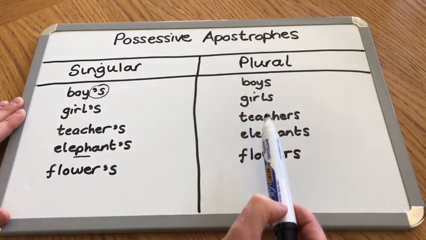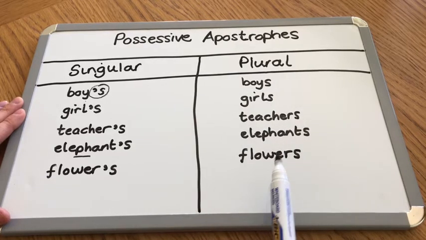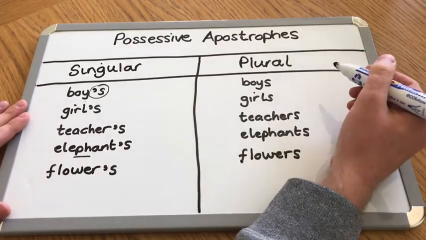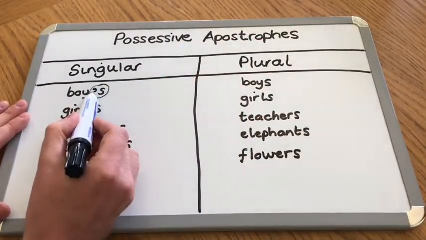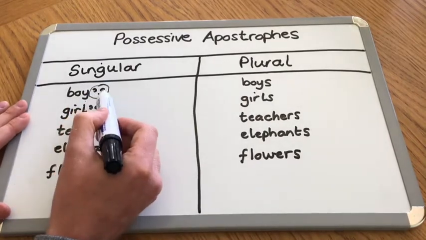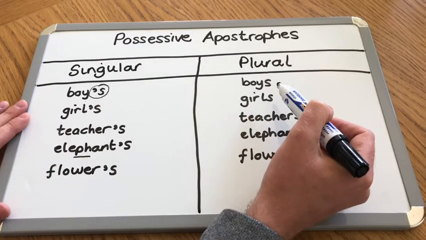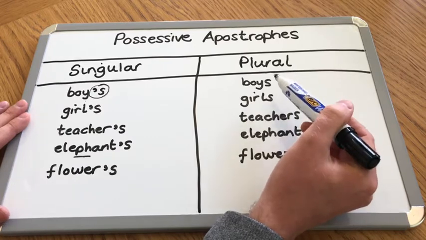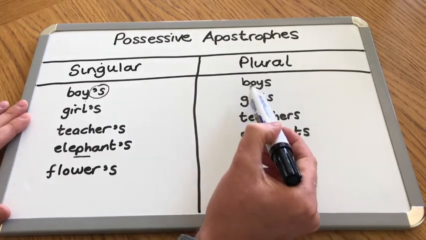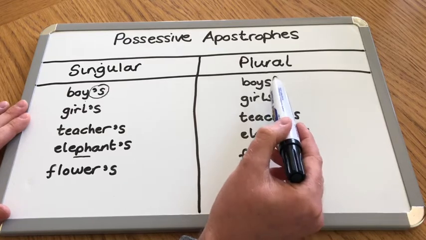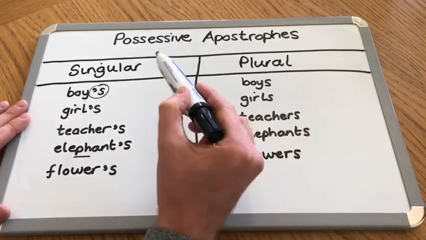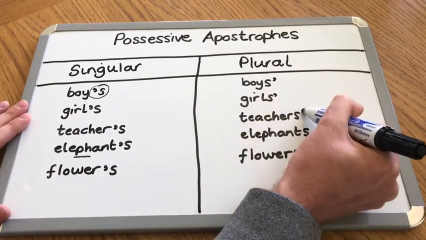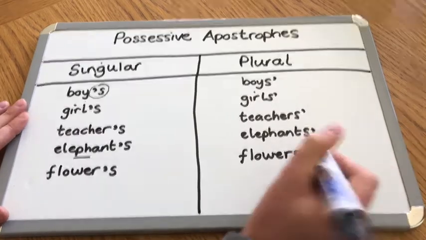At the moment, there is no possession shown because there's no apostrophes applied to these words. So let's have a look at how we would show that. So with the single form, when it's one, it was apostrophe S. With the plural form, it's the other way around. It's S apostrophe. Now the S goes in first because it pluralizes. It makes the word plural. The apostrophe after shows the possession. As we've already added the S, we just need to put the apostrophe after the S.